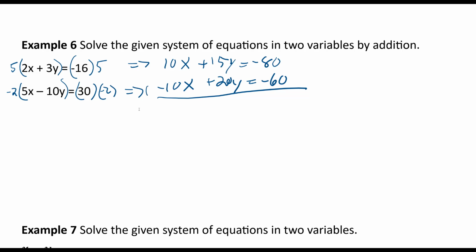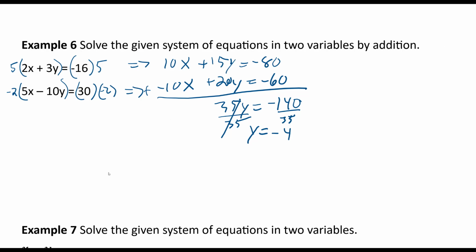So adding them straight down, 10x and -10x go away. 15y plus 20y is 35y. And -80 and -60 is -140. So we divide by the 35, and y equals, I believe that's -4.